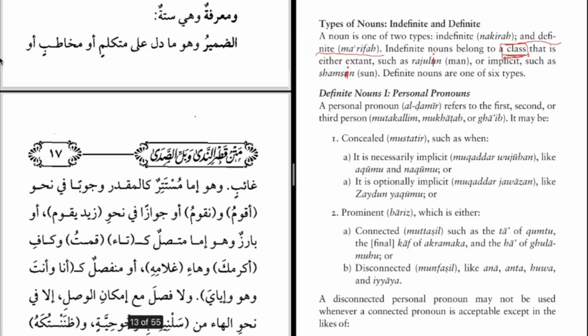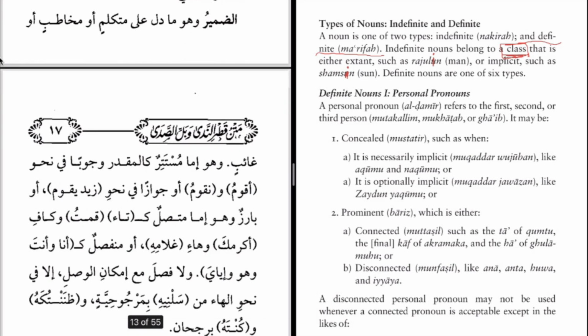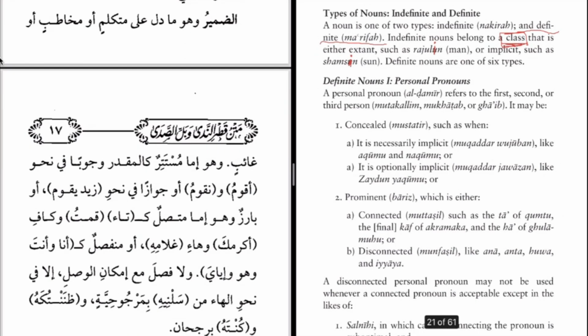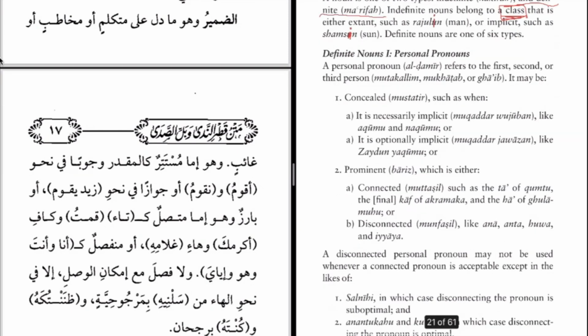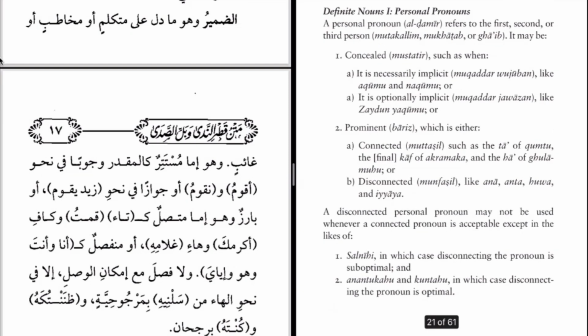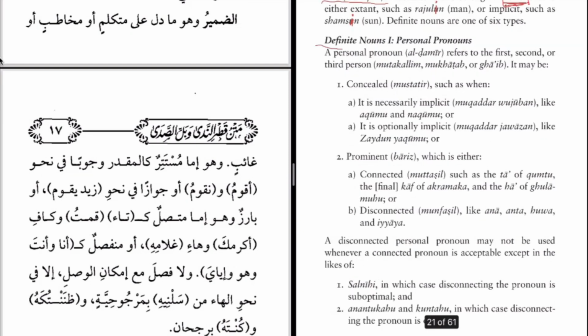So then he says, wa ma'rifah, and indefinite. Wa hiya sitta. And they are six, or one might say, which are six? They translated it: definite nouns are one of six types. Okay, that's fine enough. الضمير وهو ما دل على متكلم أو مخاطب أو غائب. Then they put a subtitle. That's fine. That's normal. Definite nouns.